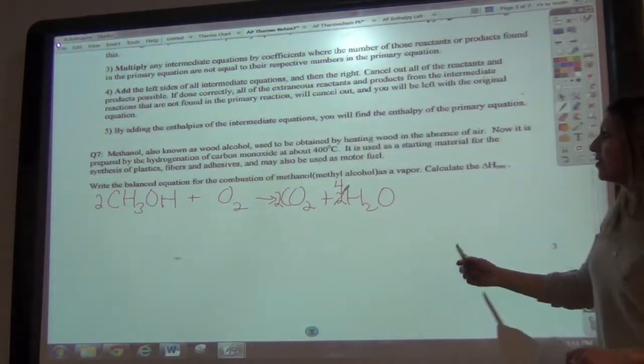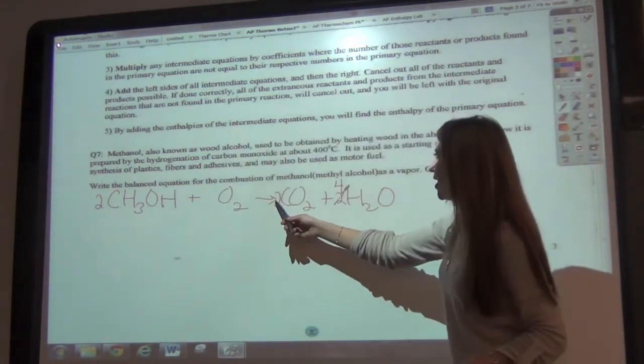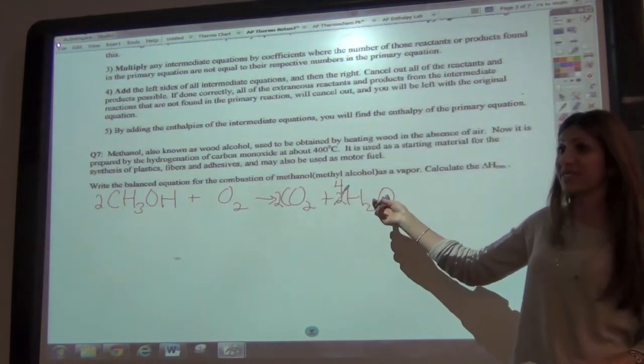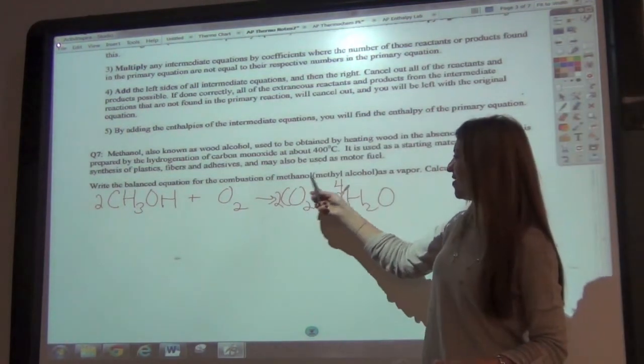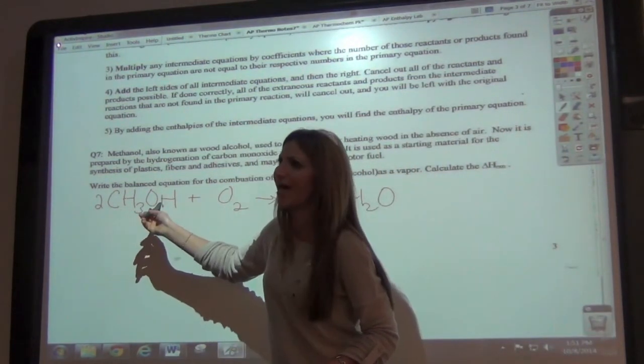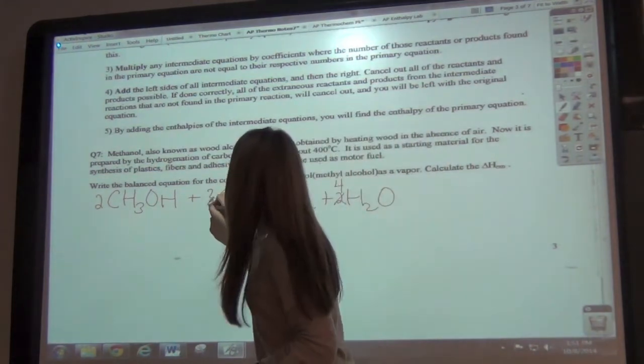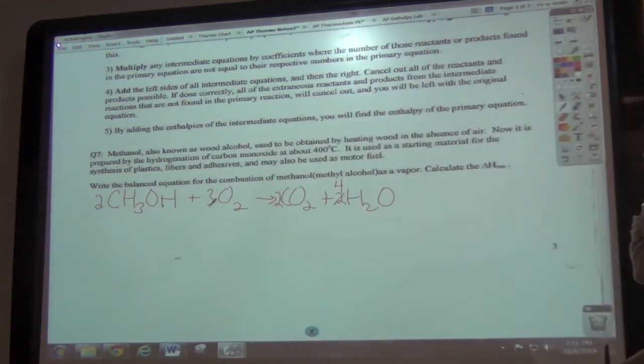Okay, so now let's do our oxygens. I have 2 right there, plus another 2 is 4, and here I have 4 plus another 4 is 8. So if I say that that's 4 and 4 is 8, minus the 2 there, how many do I have? 6. So how do I make that a 6? 3. A 3. Perfect. Okay, so that's my balanced equation for it.